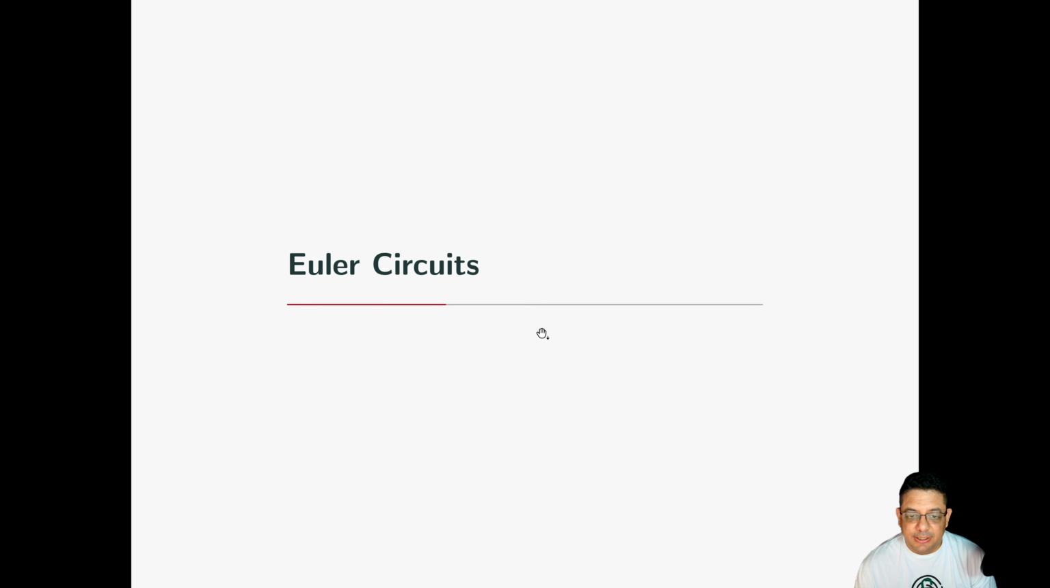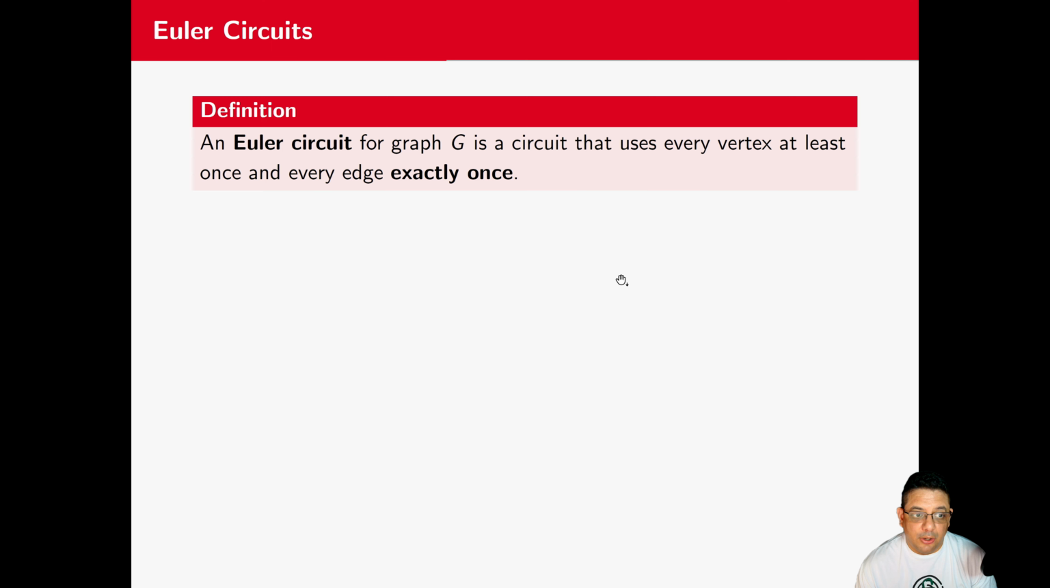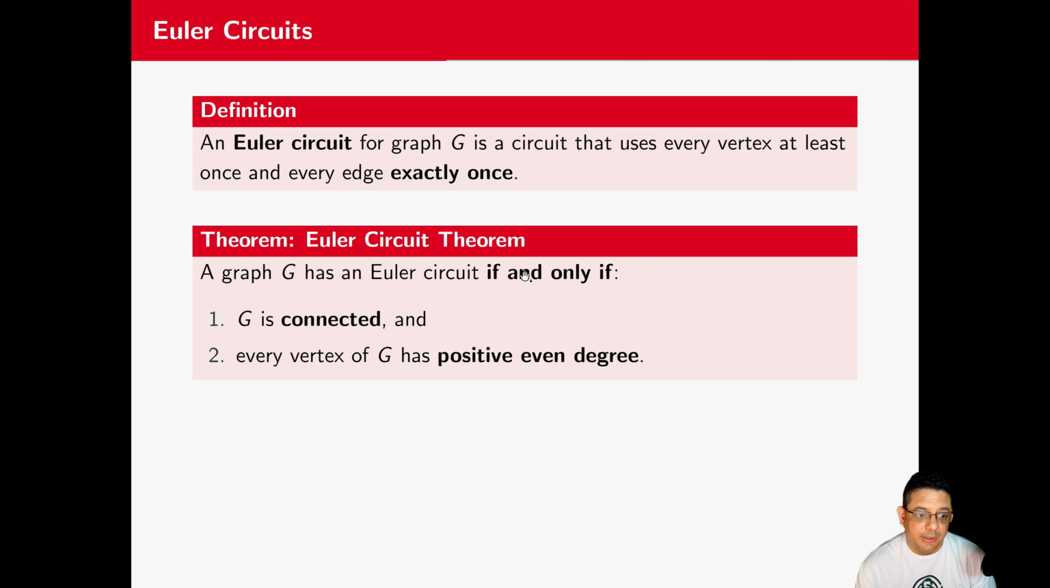Now let's talk about the Euler circuit. An Euler circuit for a graph G is a circuit that uses every vertex at least once and every edge at least once. One of the important theorems is that a graph is going to have an Euler circuit if and only if the graph is connected and every vertex of G has a positive even degree.